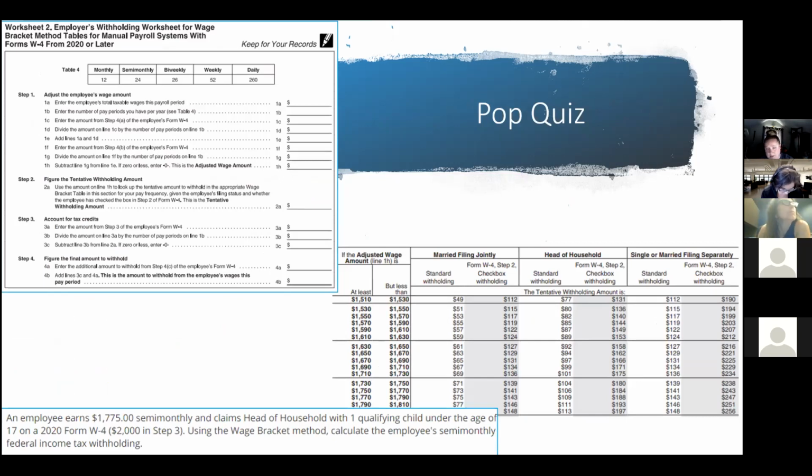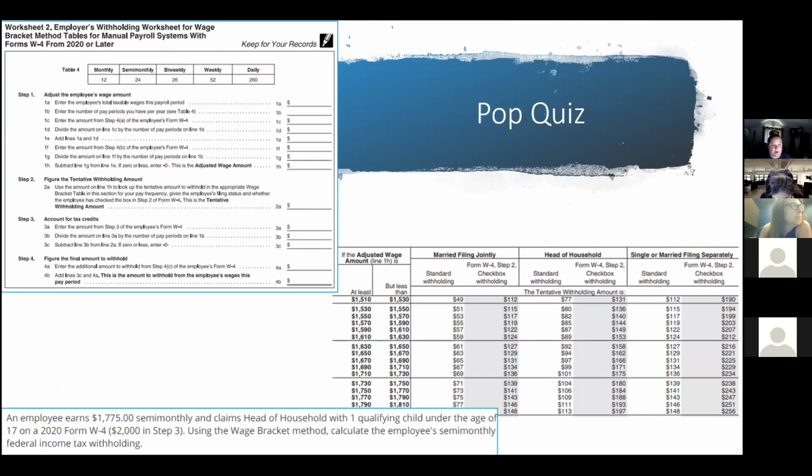So here's where we're going to look at this worksheet that I was talking about, where you take their wage that they're earning on this pay period, you blow it up, you annualize it, and then it comes back down and we're going to do a per pay period. So this is the last example we'll do today, and then we'll pick back up tomorrow.